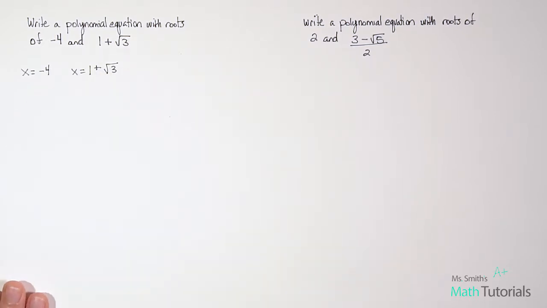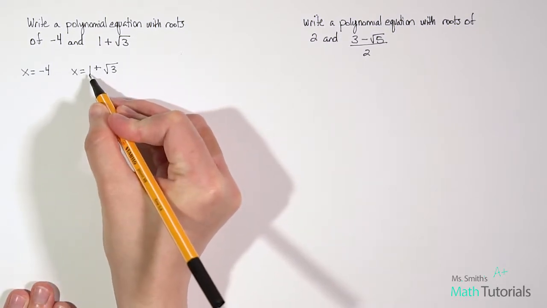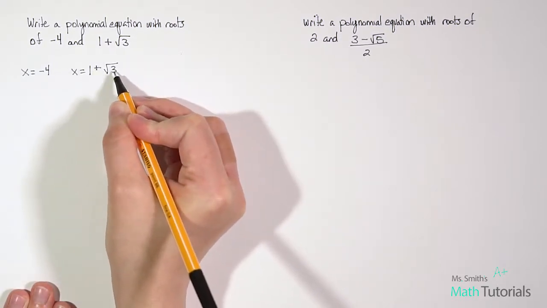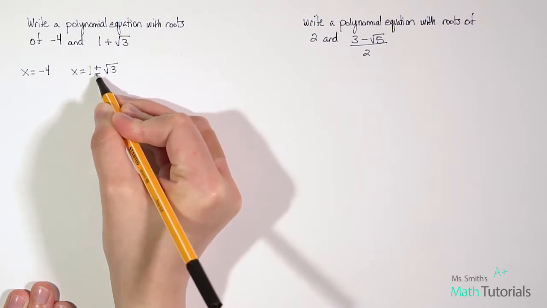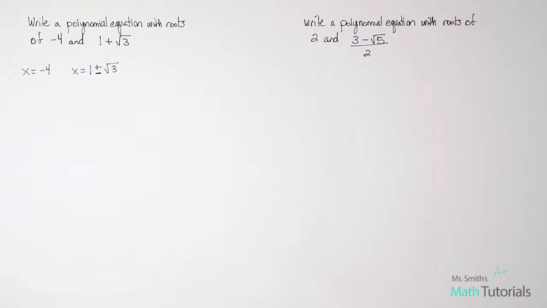Now, be careful. Radicals come in plus or minus pairs as well. So when we write this, it's not really just 1 plus square root of 3. At that point, it's 1 plus or minus. The reason why is because this is going to end up being a cubic function. Even though it looks like we only had 2 solutions, in reality, we have 3 solutions because that radical comes in a plus and minus pair.